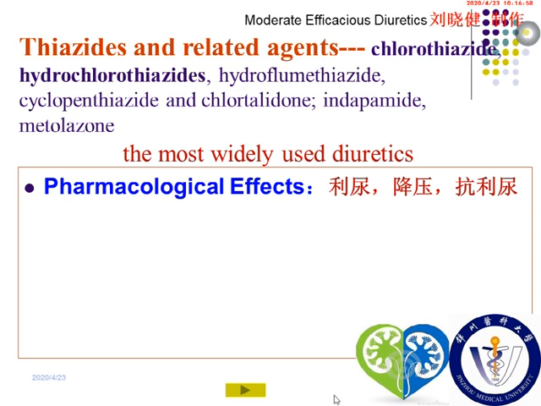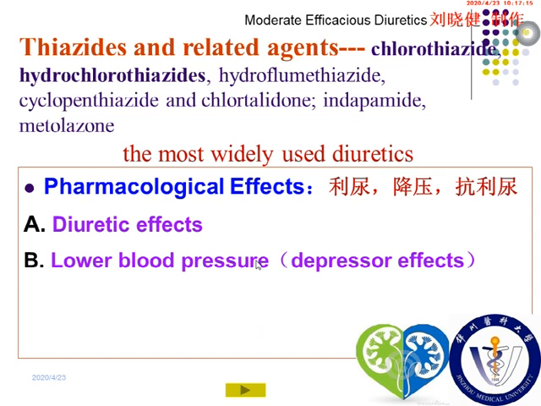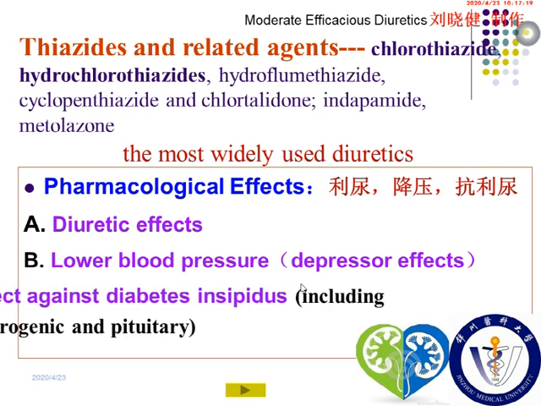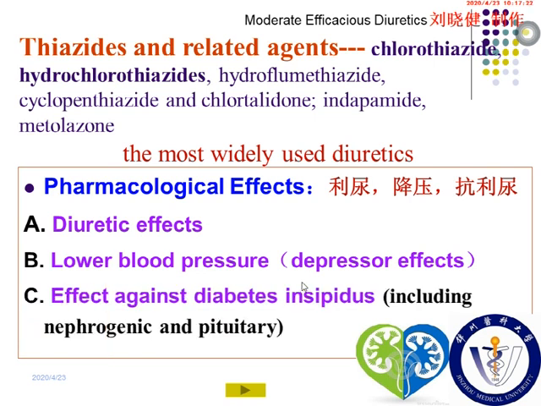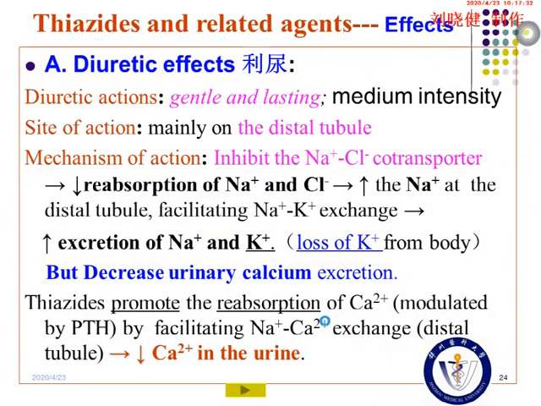Now look at the pharmacological effects of thiazides. They include 3 points. In Chinese, just 7 words: 利尿, 降压, 抗利尿. Now look at it in English: diuretic effects, lowering blood pressure or depressor effects, and effects against diabetes insipidus, including nephrogenic and pituitary diabetes insipidus. Okay, study one by one.